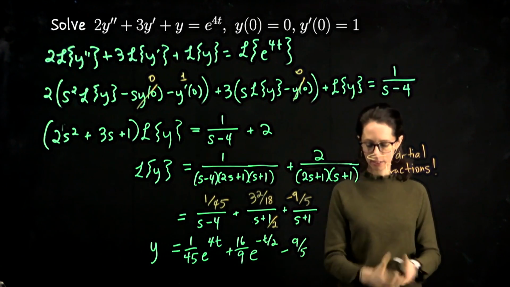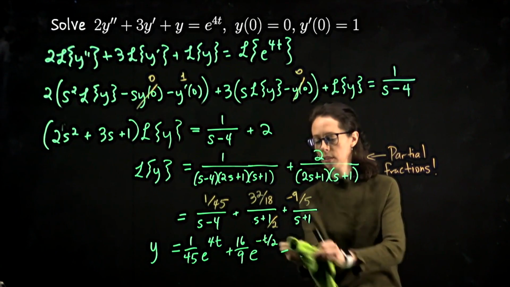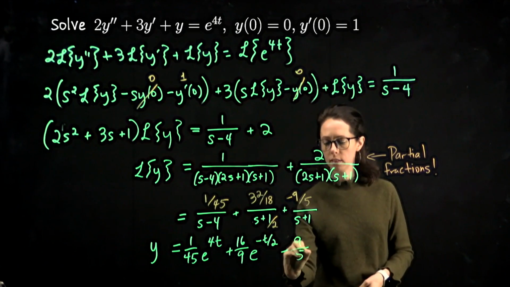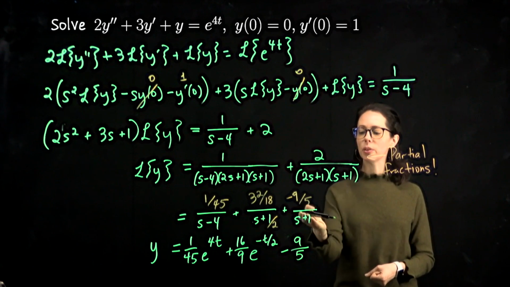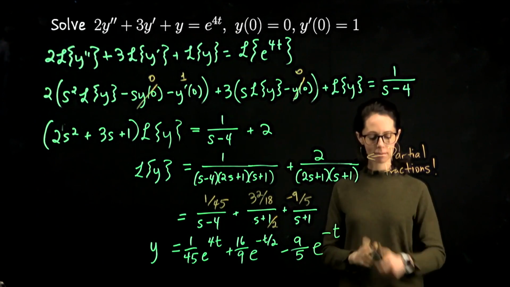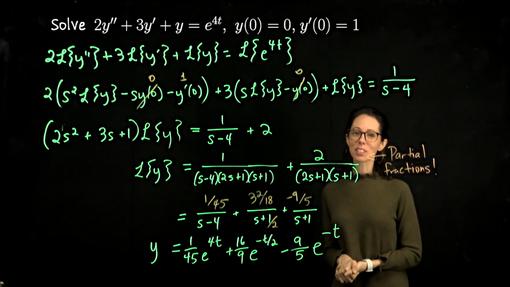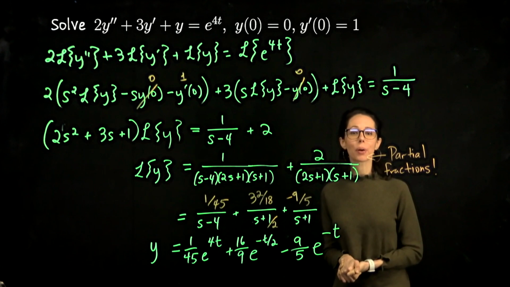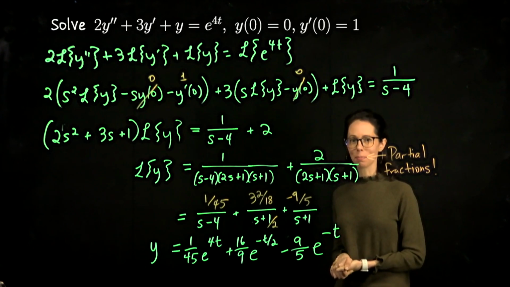I don't like the way I wrote that. I like for fraction bars to be horizontal. Okay, minus 9/5 e to the negative 1t. So I will write e to the negative t. And now we found the solution y to this differential equation with this pair of initial conditions, that y of 0 is 0 and y prime of 0 is 1.